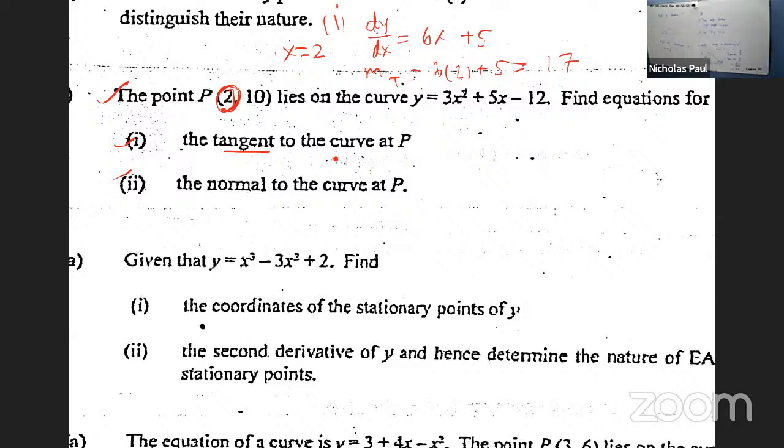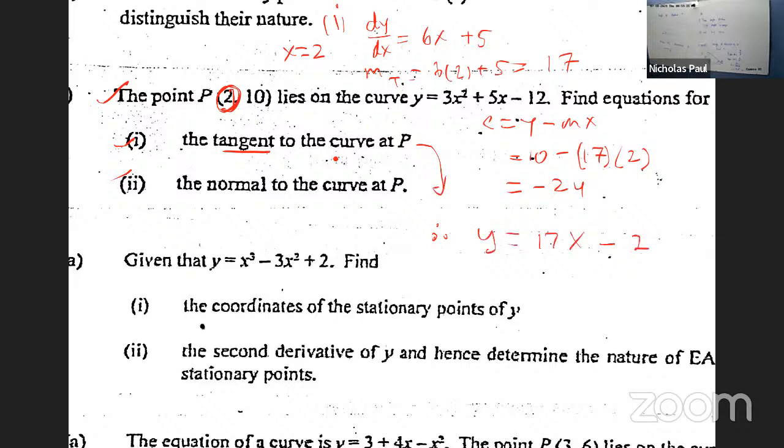Next, you want to get c. c is equal to y minus mx. The y value is 10, the gradient was 17 and the x value is 2. 10 minus 34 is minus 24. That's okay. Are we done? We're done. The equation of the tangent is y is equal to mx plus c. That's all. That's the equation of the tangent.